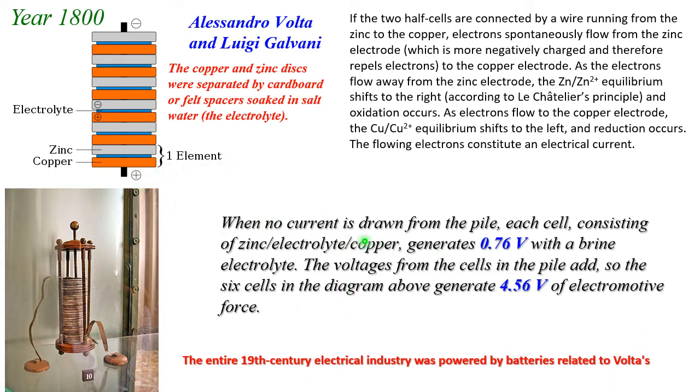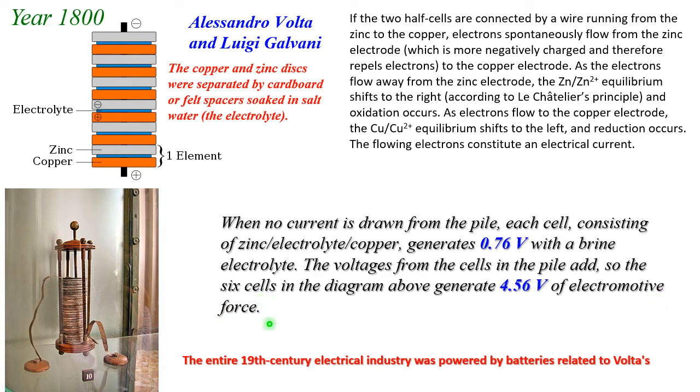When stacked like that, that's named a Volta pile, like that, that's the original pile. It generates around 0.76 volts with brine electrolyte from each cell. If you have 6 cells, for example, you have 4.56 volts of electromotive force.